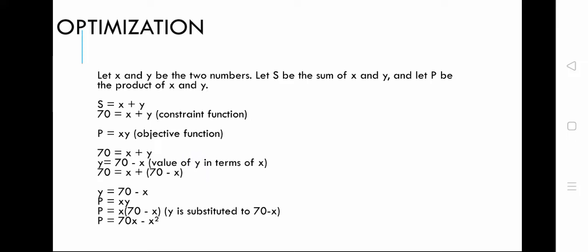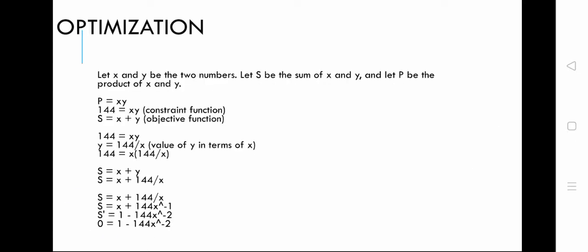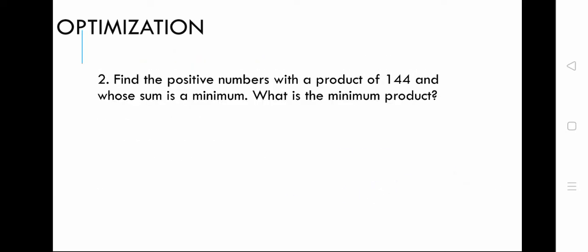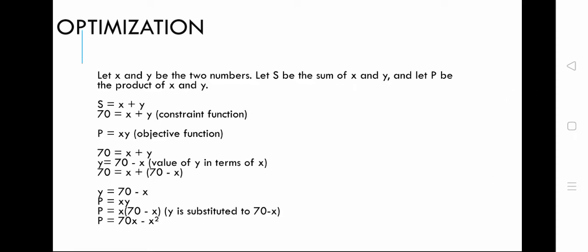Now, y is equal to 70 minus x. P is equal to x times y. Gagamitin na natin yung isang function. I-apply natin dito yung value ng y, which is 70 minus x. I-substitute natin siya. So, we will now have P is equal to x multiplied by the quantity 70 minus x, which is in turn P is equal to 70x minus x squared. So, now we have P is equal to 70x minus x squared.